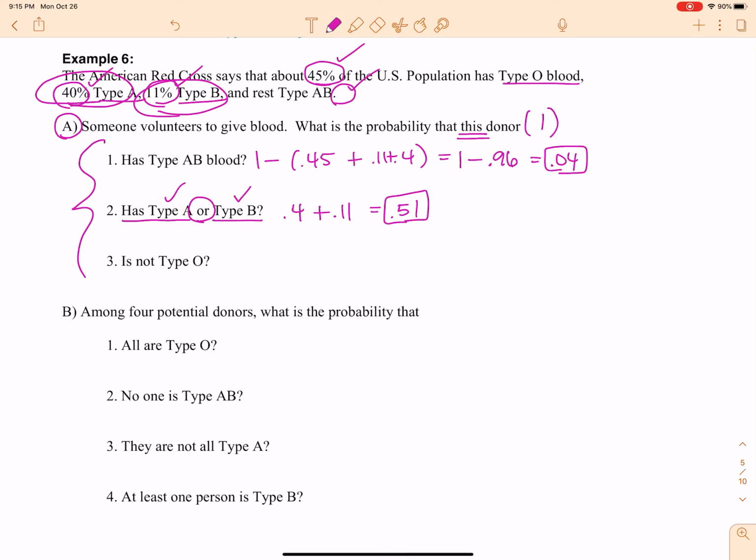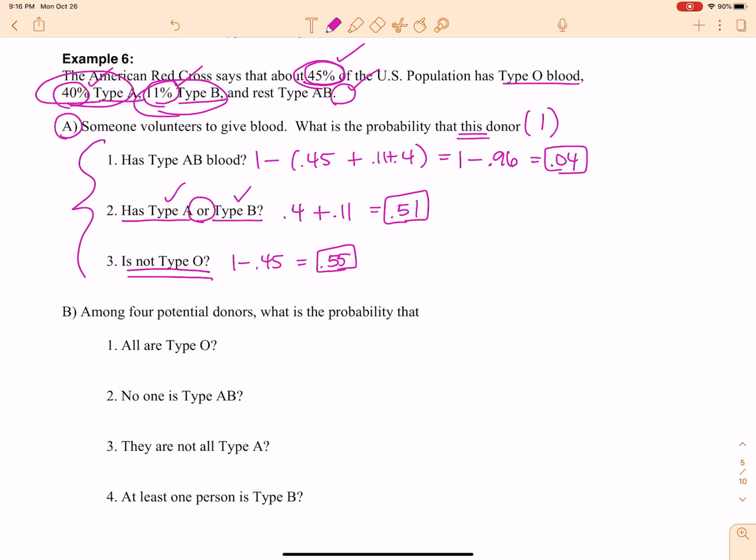The next question is, what is the probability the person comes in and is not type O? Well, if 0.45 is type O, then that's just 1 minus 0.45, which gives me 0.55. Easy peasy, lemon squeezy.